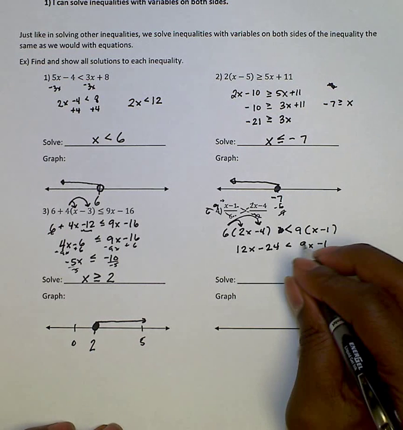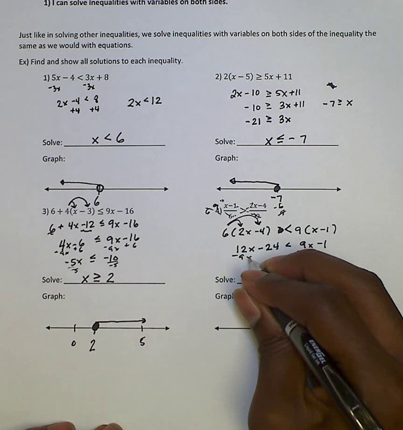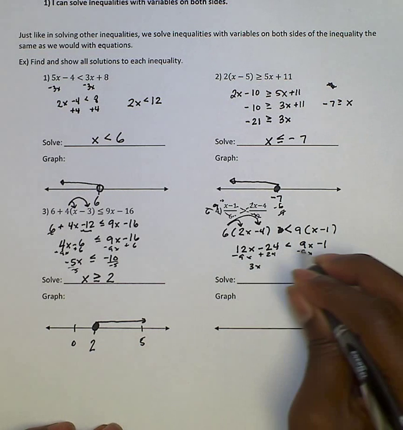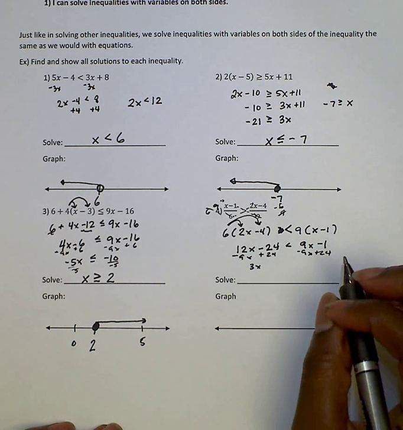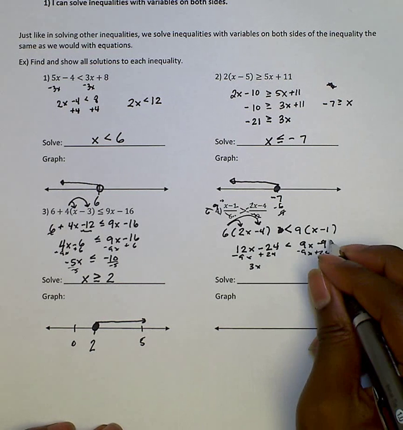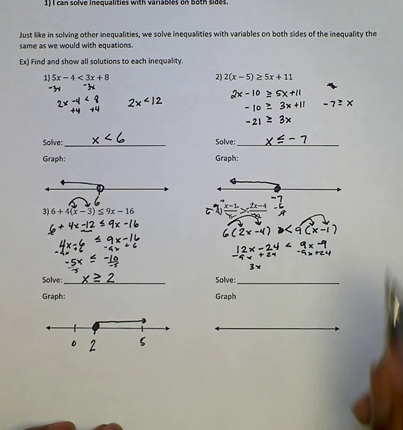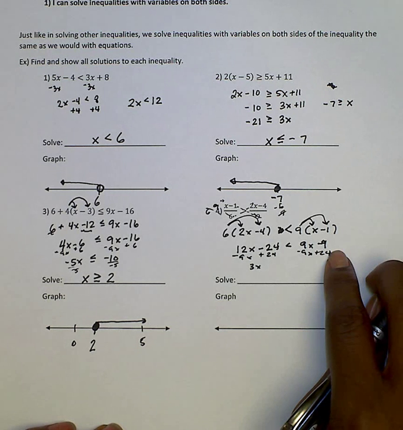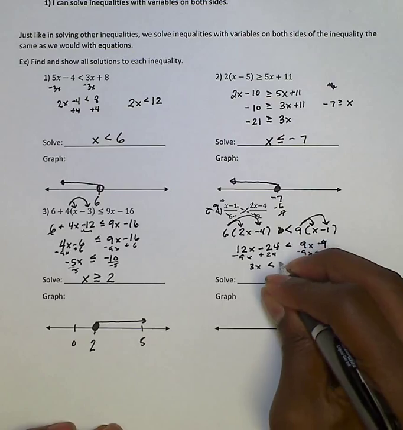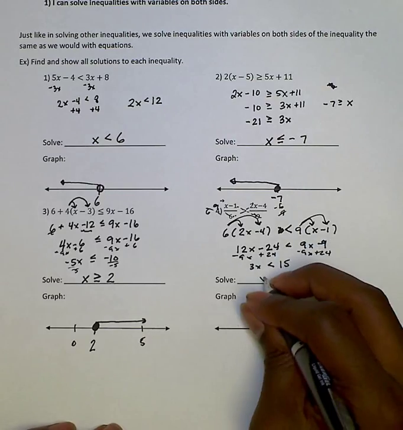So I'm going to subtract 9x from both sides. I have 3x. Add 24 to both sides. Equals 20. Oh, equals. Ooh. Add 24 to both sides. That should have been a 9. I did not check when I distributed the first time. And that will give me 15. 3x is less than 15. Divide by 3. And x will be less than 5.